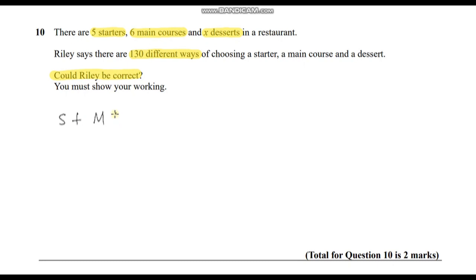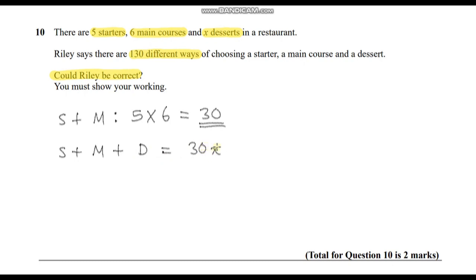So let's first of all work out how many different combinations of starters and main courses there are. Well, there are 5 starters, and for every starter you can choose 6 different main courses. So the total number of combinations will be 5 times 6, which gives us 30. So there are 30 combinations of starters and main courses we can choose. Now to work out how many combinations of starters, main course and desserts there are, we would just multiply 30 by x.